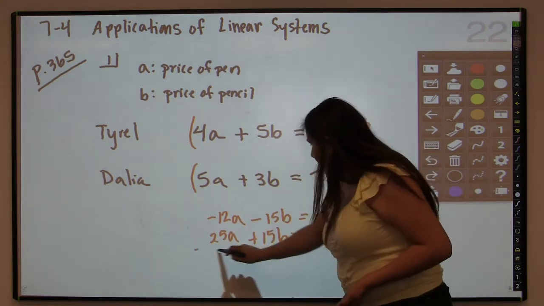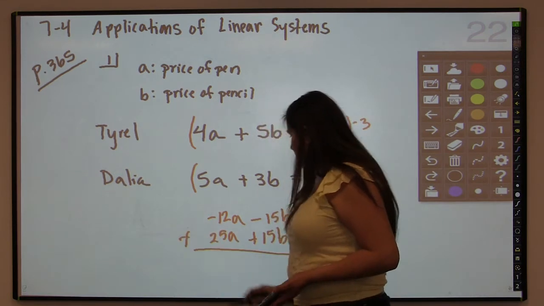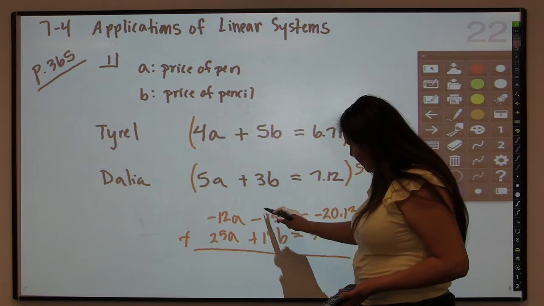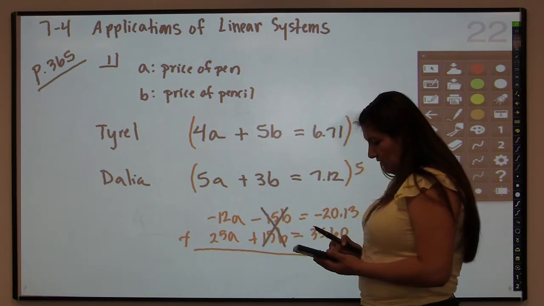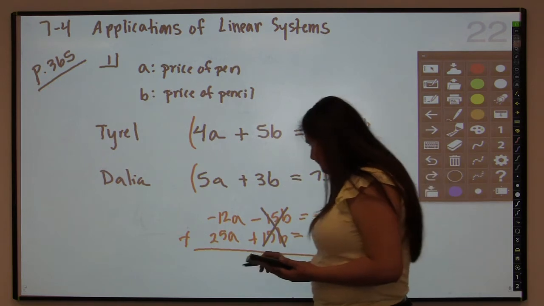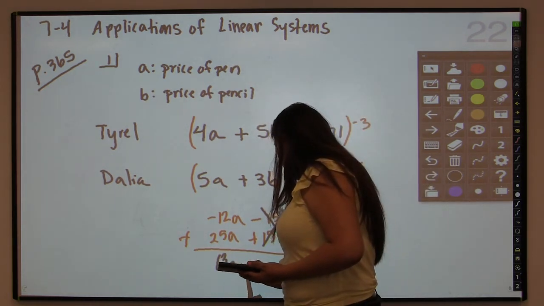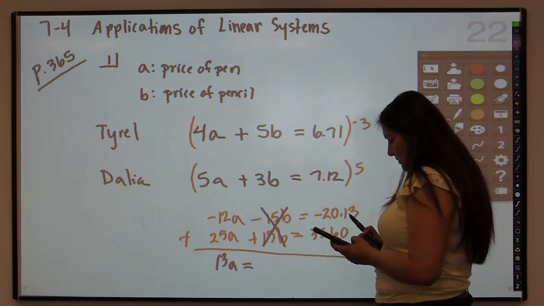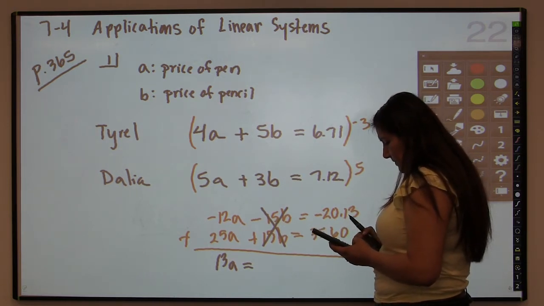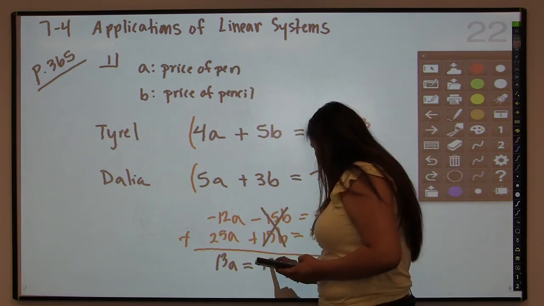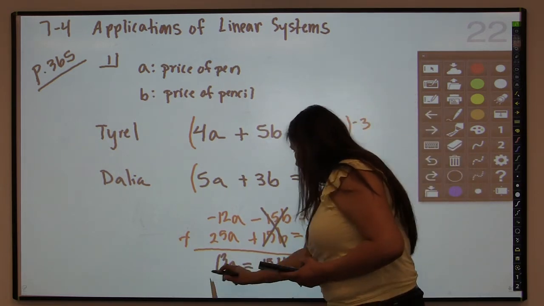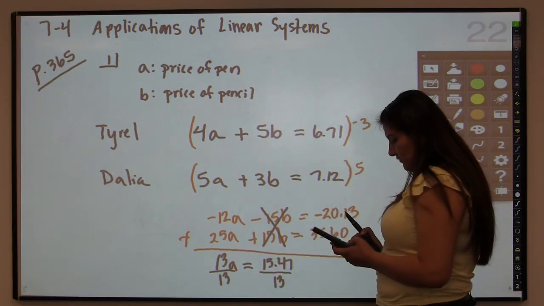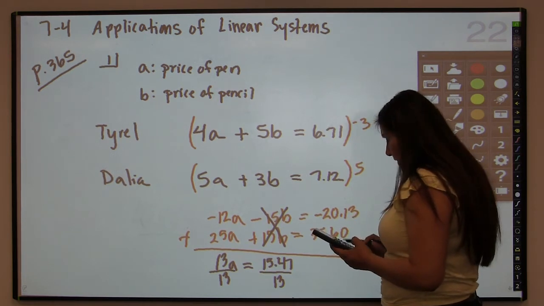And you can see that when I add these two equations together, as is the custom when we're doing elimination, the positive 15 and the negative 15 can be canceled. But 25 minus 12 is going to be 13. So you get 13a equals negative $20.13 plus $35.60, which is going to be $15.47. And we divide that by 13. So now 1547 divided by 13 gives us 119.